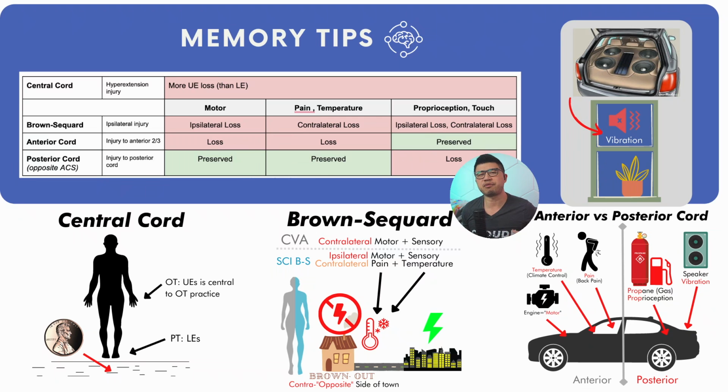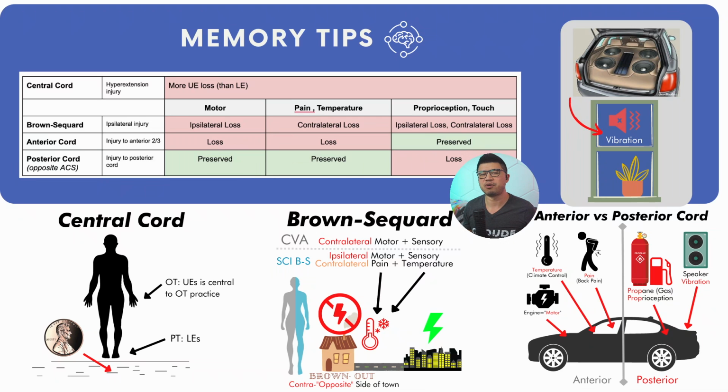Another way you can remember central cord syndrome is that we often hear that OTs work with the hands and PTs work with the lower extremities or something along those lines. But we all know this is an overgeneralization and not true of what we do as OTs and PTs, but it is a common misconception. Anyways, think about the word central and the central focus between the upper and lower extremities.